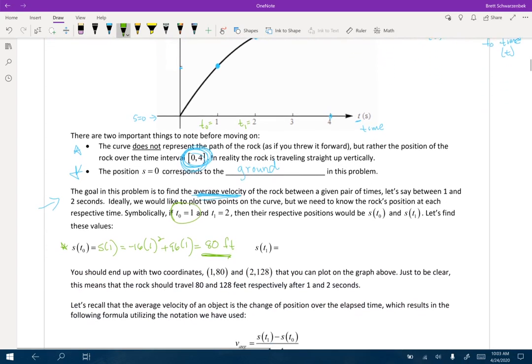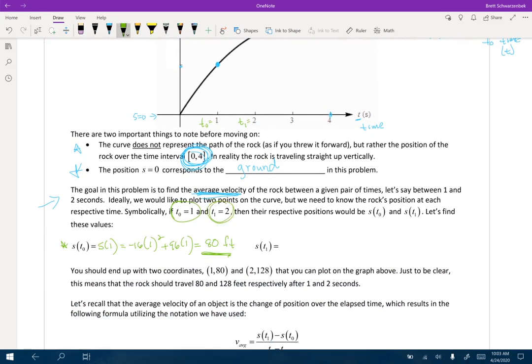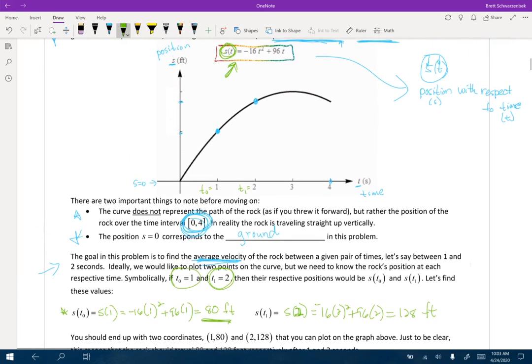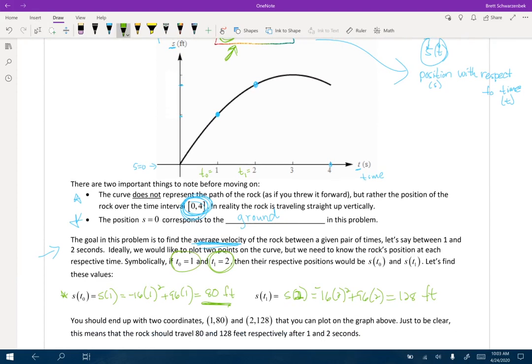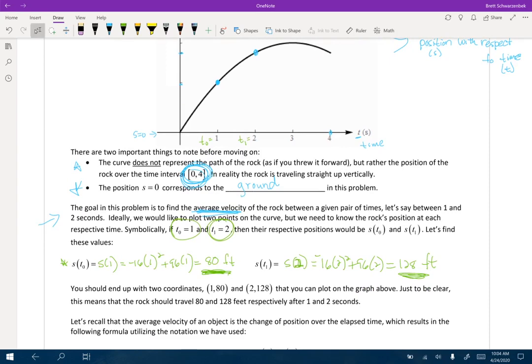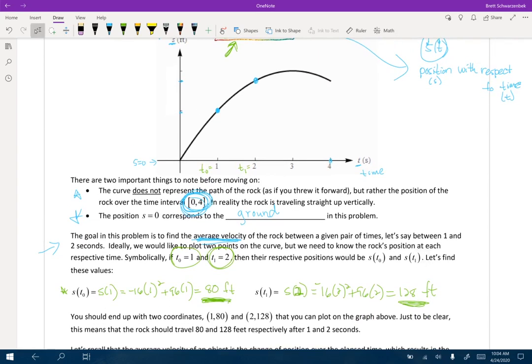So what if I want to find s of t1, which is here? Then I need to do s of 2, which means I need to sub 2 into my equation. So negative 16 times 2 squared plus 96 times 2. That's going to give me 128 feet. So again, what does that mean? That means after 1 second, the rock was at 80 feet, and I measured after 2 seconds, and now the rock is at 128 feet off the ground. So clearly we end up with 2 coordinates on the graph.